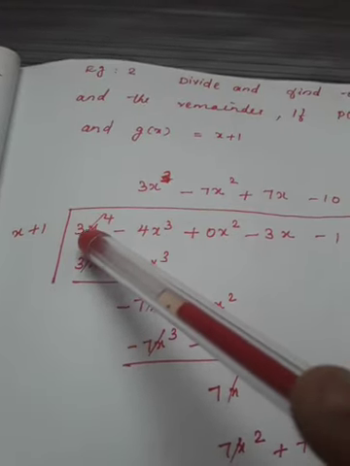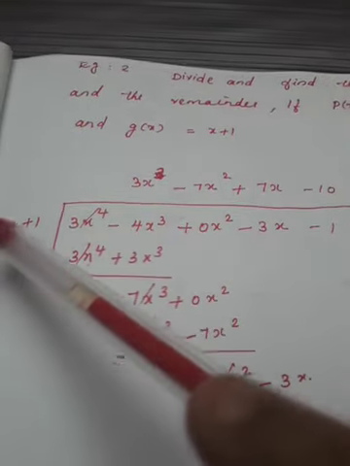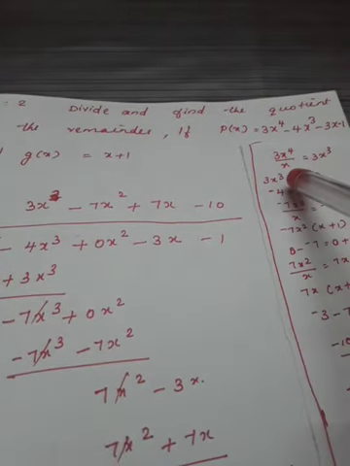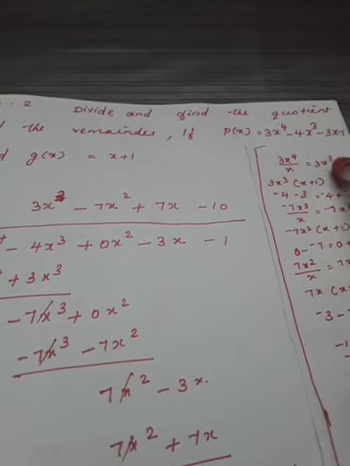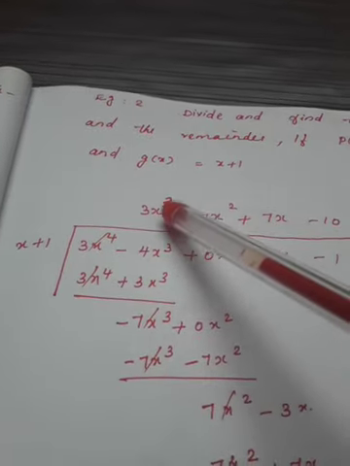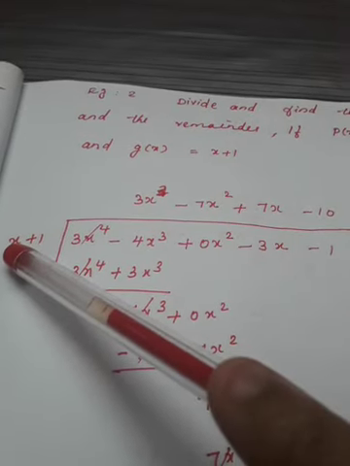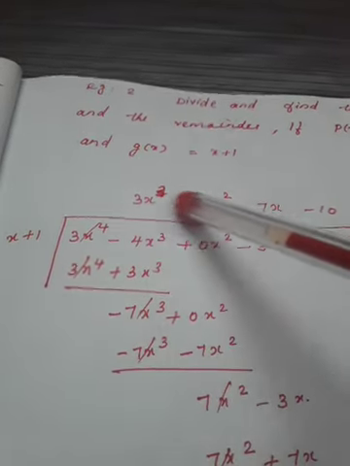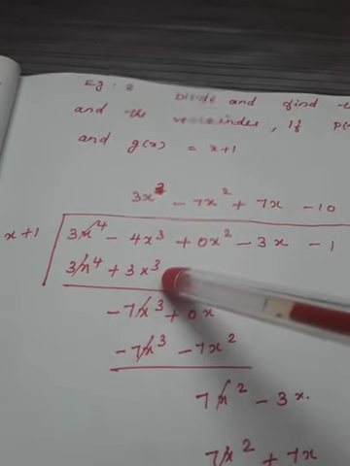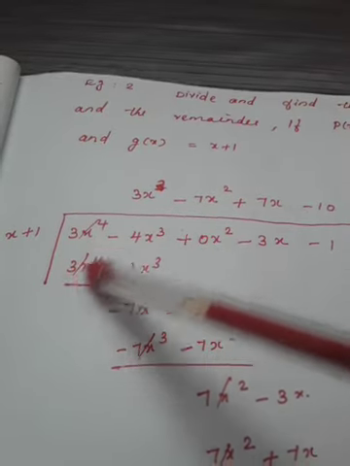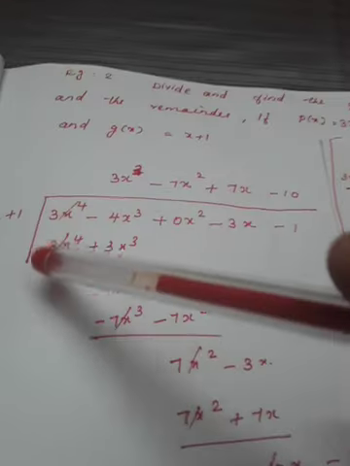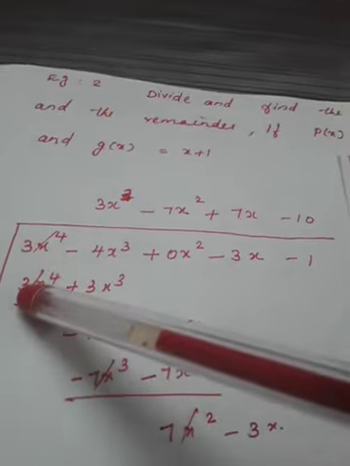So here first we should take the first terms 3x raised to 4 and x. We should divide them. 3x raised to 4 by x equals 3x cube. That we need to write in the quotient part. Then we need to multiply 3x cube by x plus 1, this divisor. Now 3x cube into x is 3x raised to 4, plus 3x cube into 1 is 3x cube. Now we need to subtract as in actual division. So 3x raised to 4 minus 3x raised to 4 equals 0. So we can cut them.